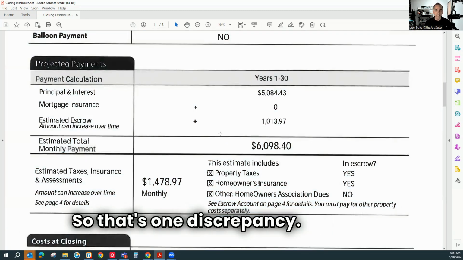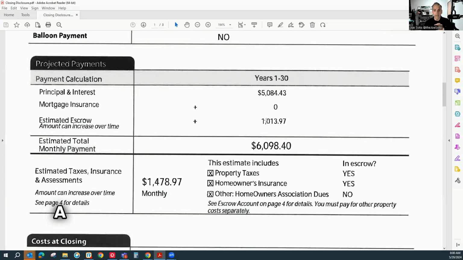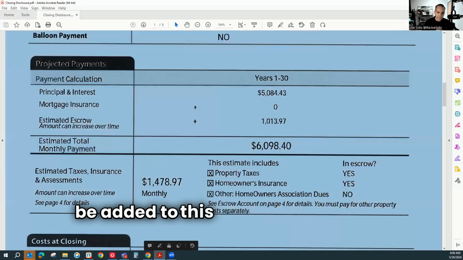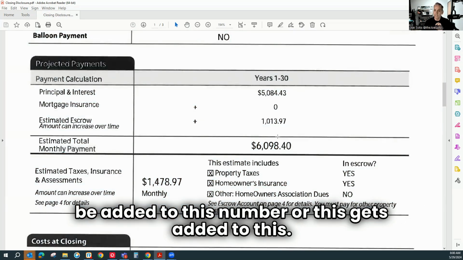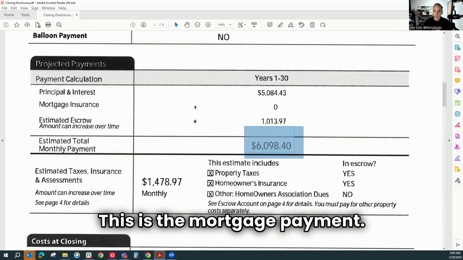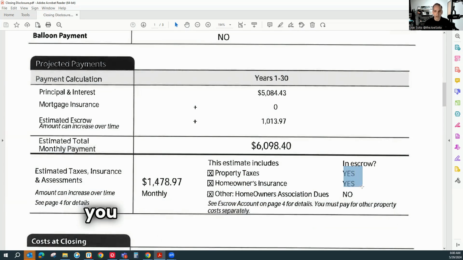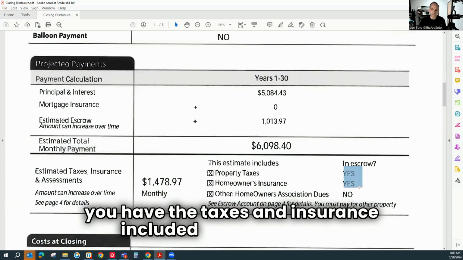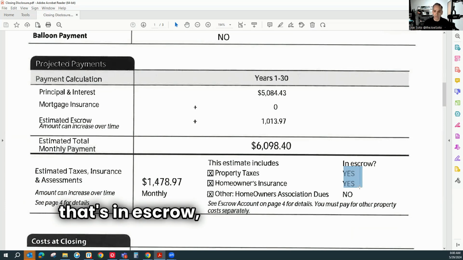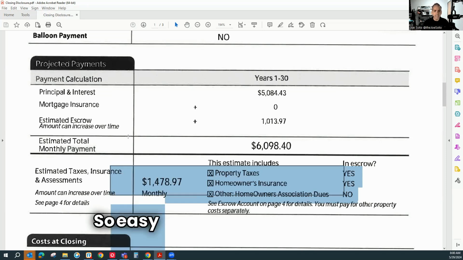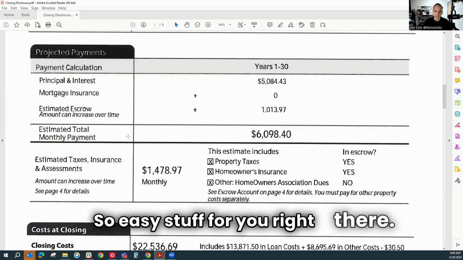So that's one discrepancy you'll see. A lot of people will think that this number needs to be added to this number or this gets added to this. It doesn't. This is the mortgage payment. This is giving you a breakdown that's showing you if you have the taxes and insurance included in the payment, that's in escrow, and the HOA is never in escrow. So easy stuff for you right there.